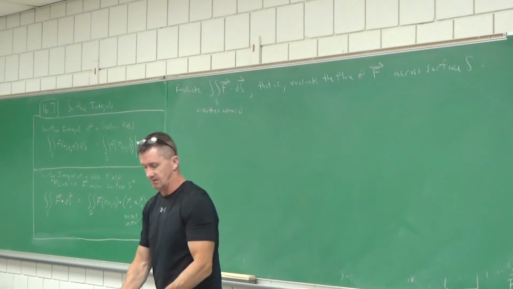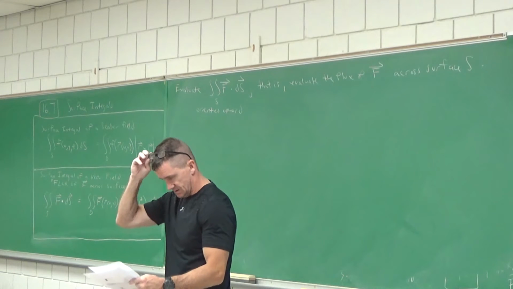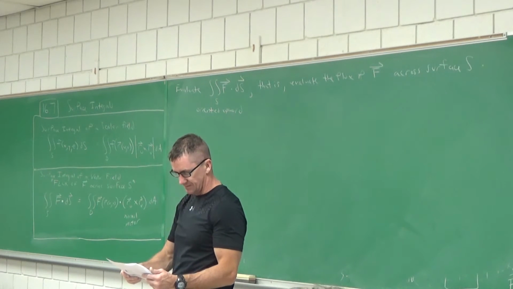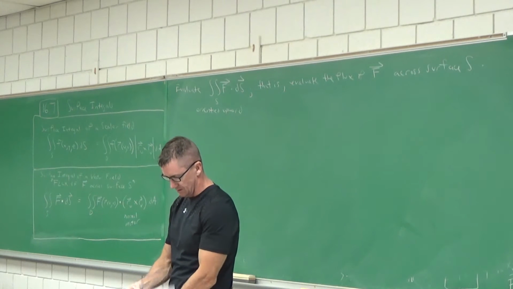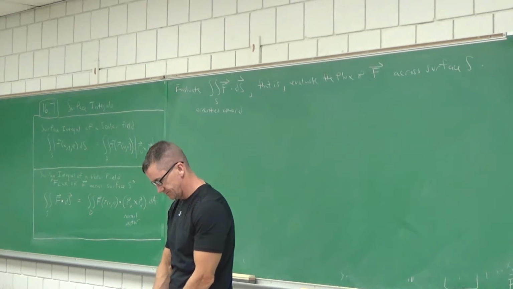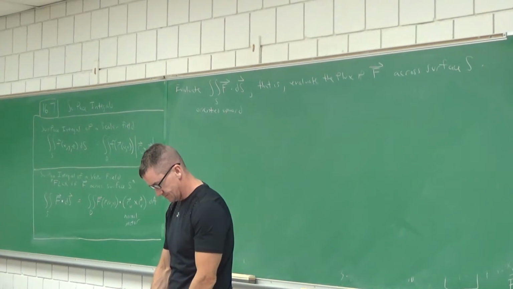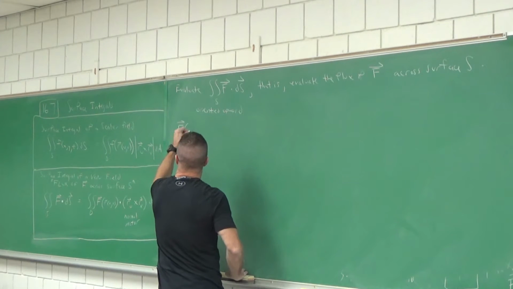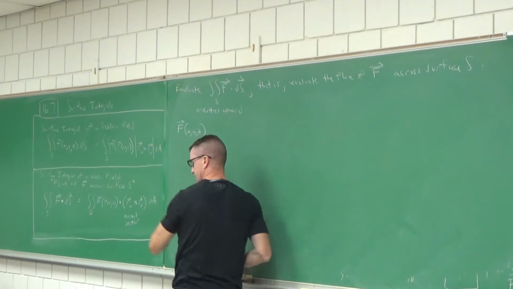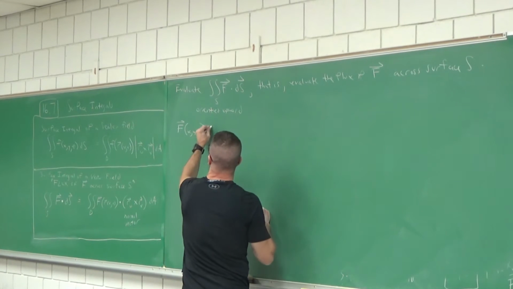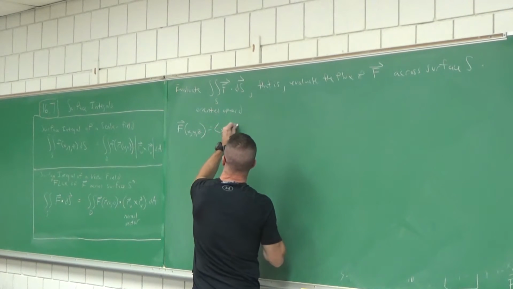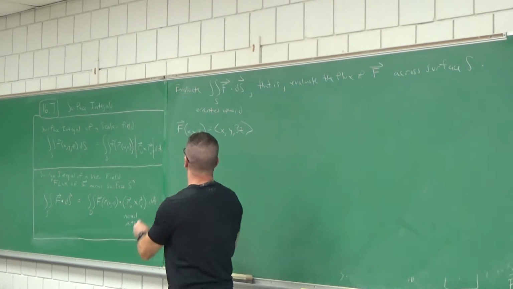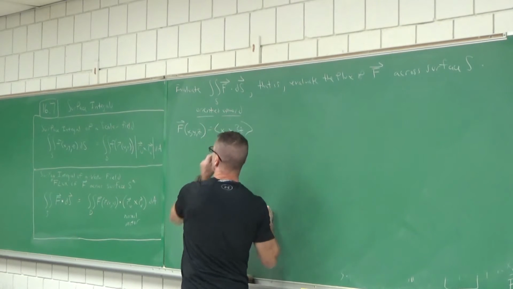So on that note, everyone, here's the first thing I'm going to have you do. If you want to work along, look at number 10. Here's the vector field F equals xy, 3z, with upward orientation. So it's oriented upward.